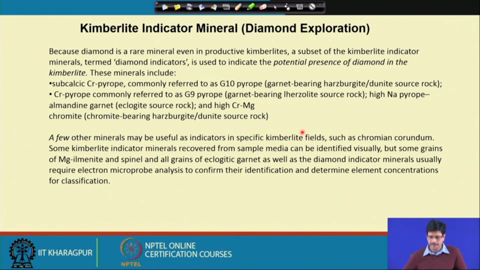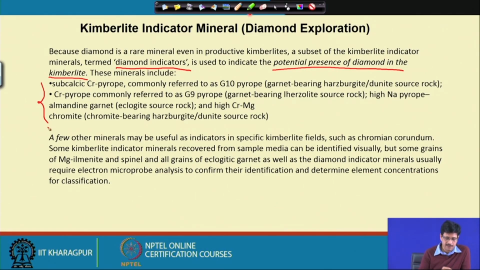What we are using is a subset of indicator minerals which are termed the diamond indicators, for the potential presence of diamond in the kimberlite. These are the diamond indicators, because diamond is rare. The subcalcic chromium bearing pyrope, that is garnet, is one very important one. This is commonly referred to as the G10 pyrope garnet.